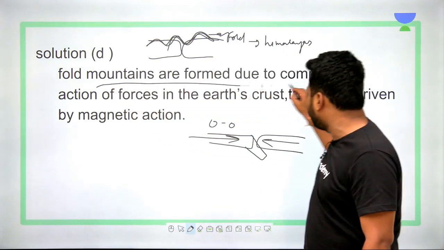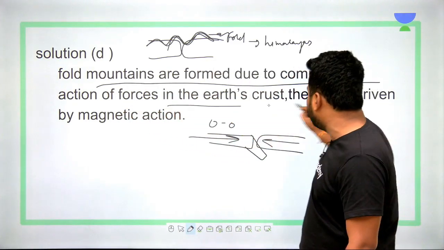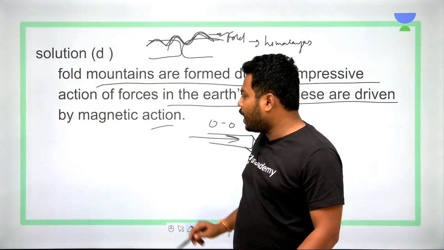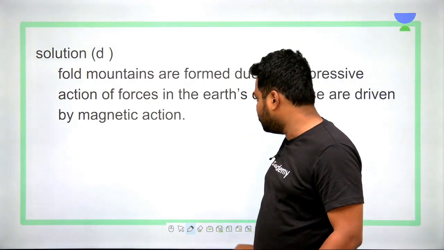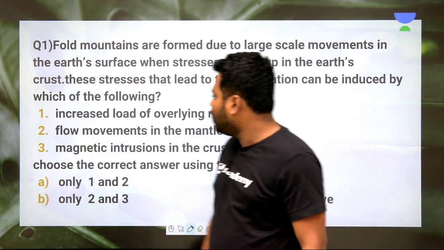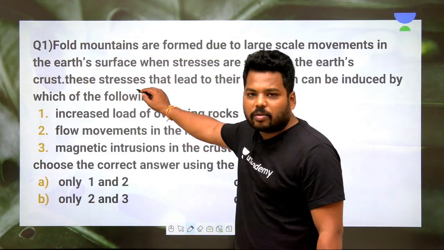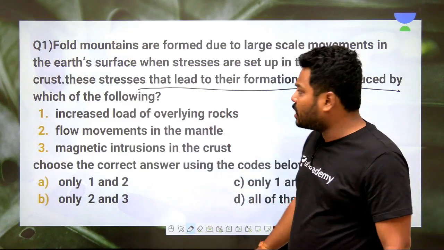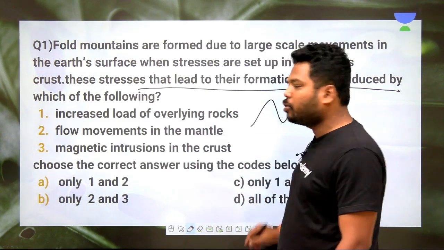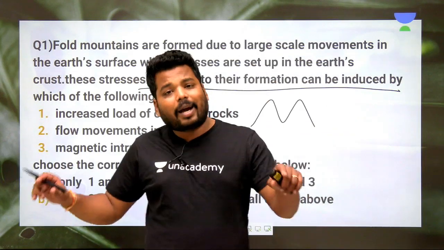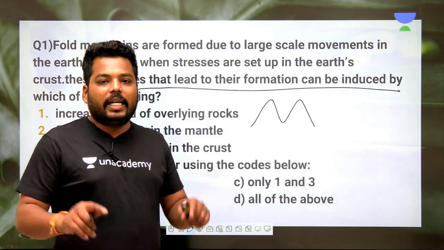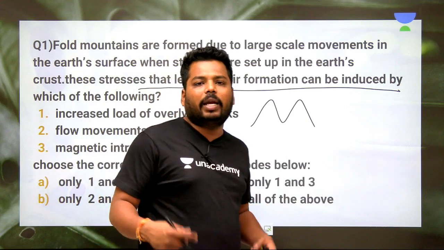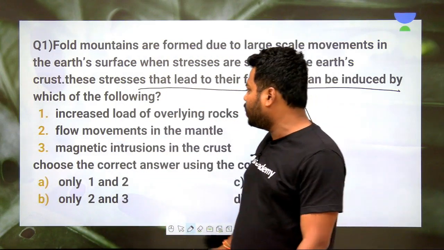Fold mountains are formed due to compressive action of forces in the earth crust. These are driven by magmatic action. Clear? So let's see. The stresses which lead to their formation can be induced by which of the following? He is asking what made the fold mountains to be formed. So what made the compressional forces act? It is because of some dynamic activities which happen in the interior of the earth.